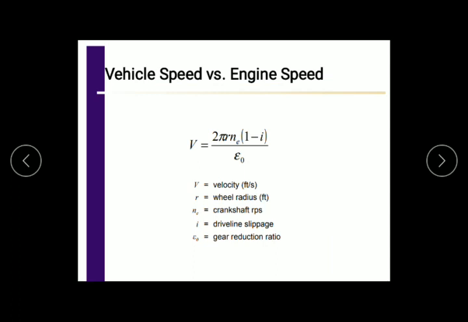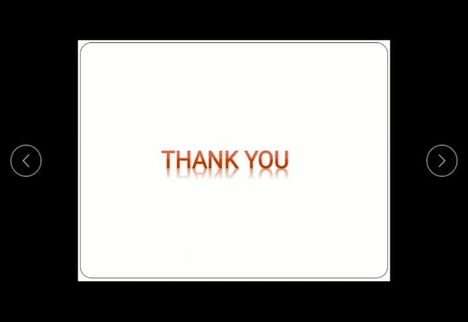Then vehicle speed versus engine speed. The velocity of the vehicle is given by V equal to 2 pi R Ne upon epsilon 0 into (1 minus I), where V is the velocity, R is the wheel radius, Ne is the crankshaft RPS, I is the driveline slippage, and epsilon 0 is the gear reduction ratio. So this is all about the tractive effort and the various resistances offered to the vehicle.